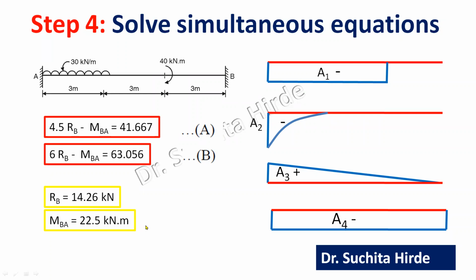That means we have assumed the bending moment as hogging, so that assumption is correct. So we got this 22.5 kilonewton meter as MBA. Now in this case, when you consider the reaction at any support as redundant, you will not get the moment at the other end. At the other end, you have to calculate the moment by applying equations of equilibrium.